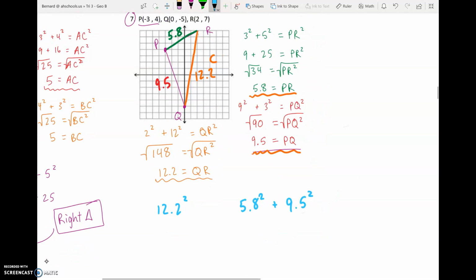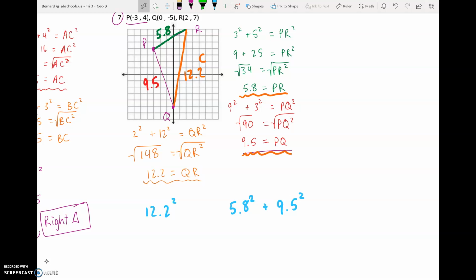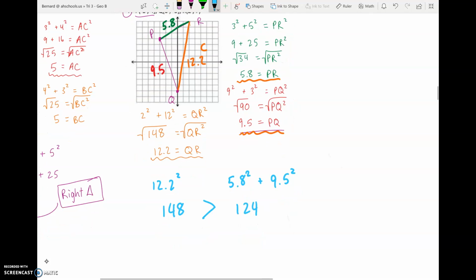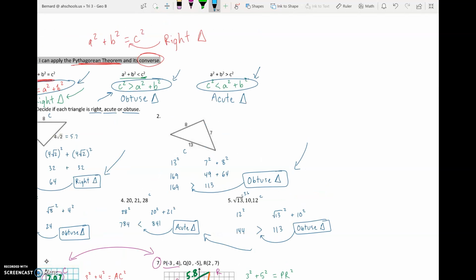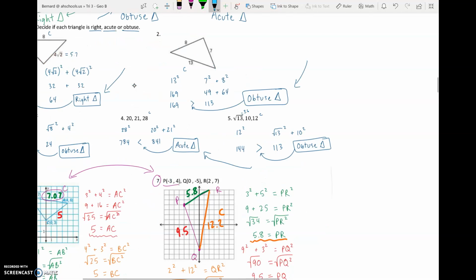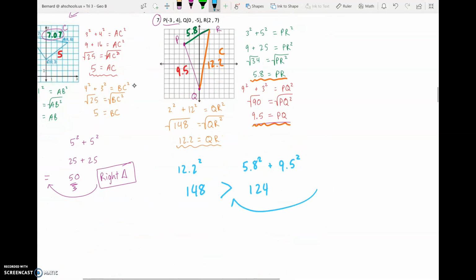And then what we want to see is C squared equal to, greater than, or less than the other two squared. So 12.2 squared, if we're not rounding at all, is going to give us 148. 5.8 squared plus 9.5 squared, unrounded, is going to give us 124. 148 is bigger than 124. It's greater than. And anytime, as you remember, C squared is greater than A squared plus B squared, it's an obtuse triangle. So this time C squared was greater, so this time we will say obtuse.